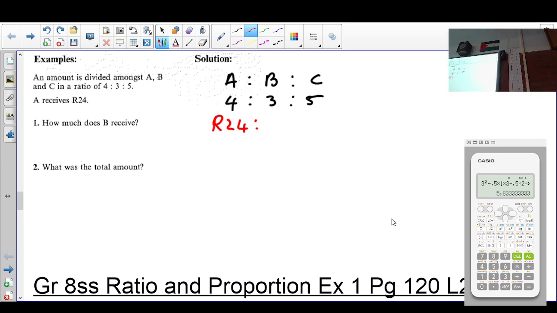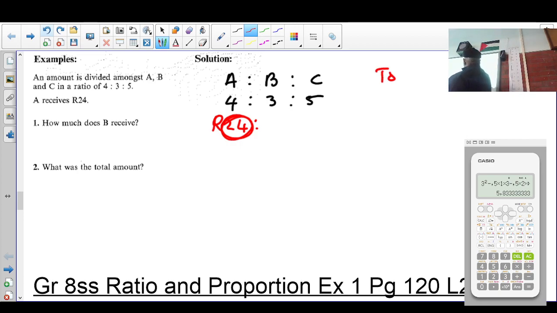Okay, people? So A receives, so if I had to say B receives 24 rand, you know what I put? That 24 rand under B. If I had said C receives 24 rand, I would have put that 24 rand under C's total. You guys understand? We are told that A receives 24 rand. They want to know how much does B receive.